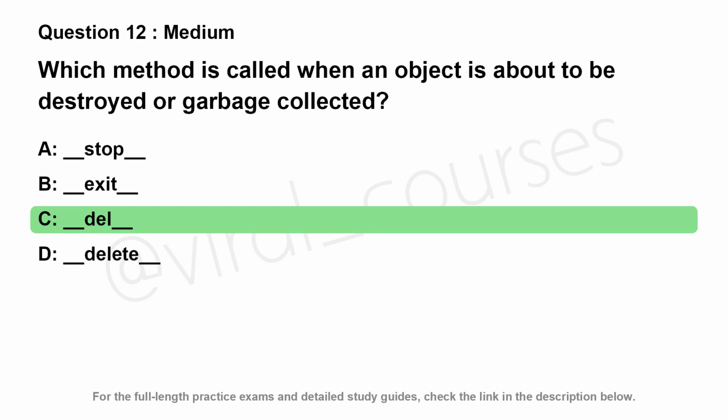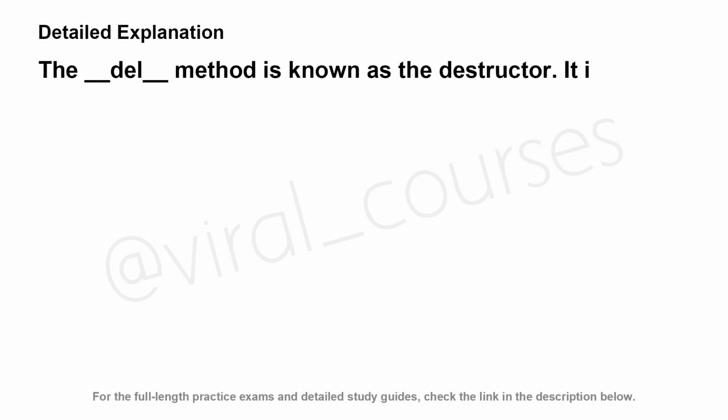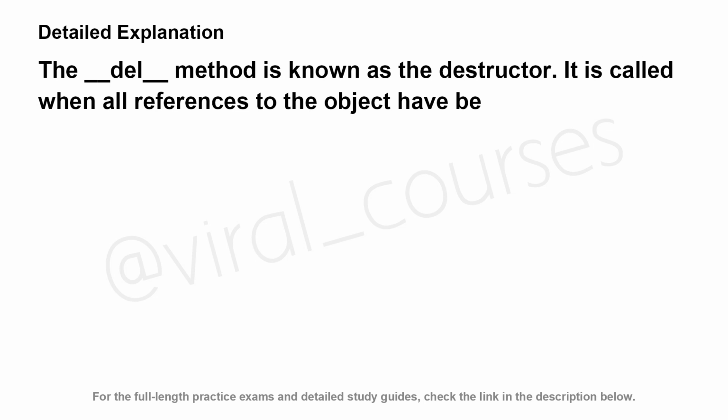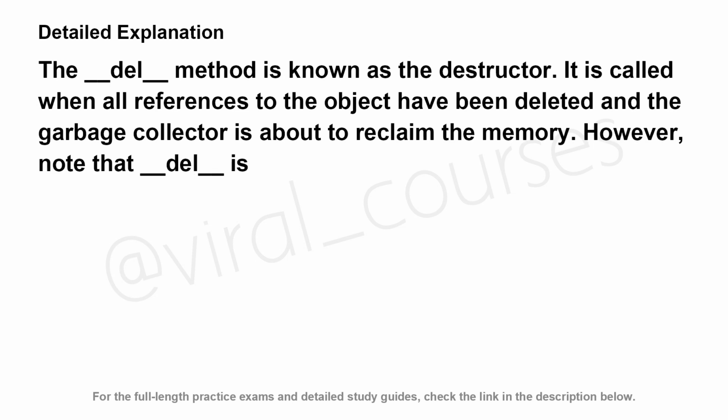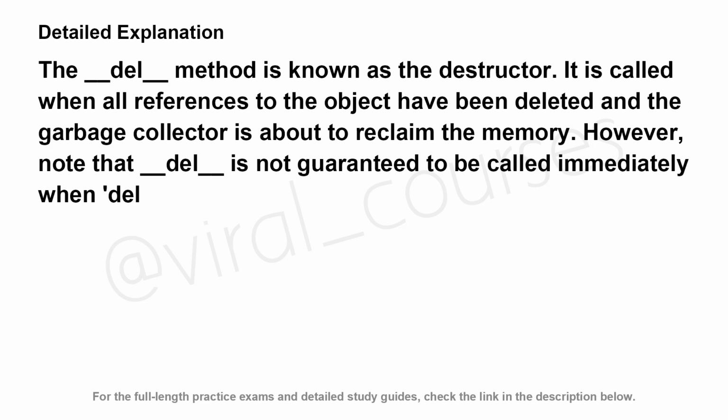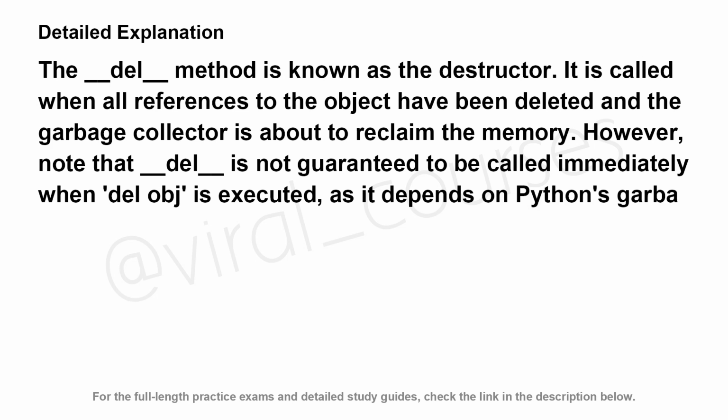The correct answer is C. The __del__ method is known as the destructor. It is called when all references to the object have been deleted and the garbage collector is about to reclaim the memory. However, note that __del__ is not guaranteed to be called immediately when del obj is executed, as it depends on Python's garbage collection cycle.